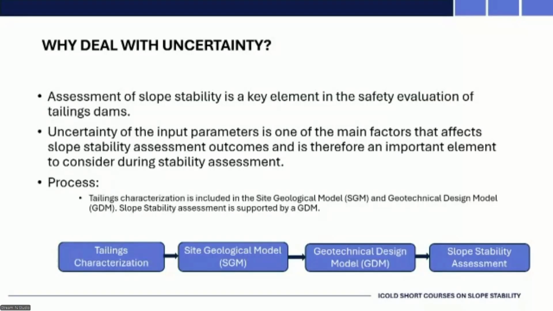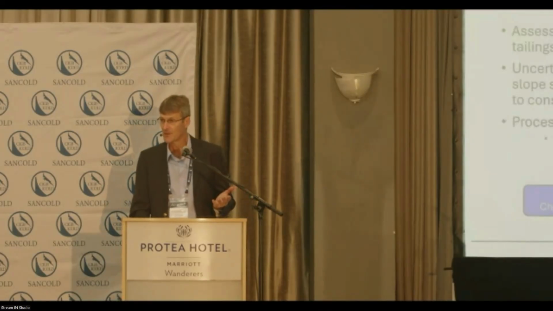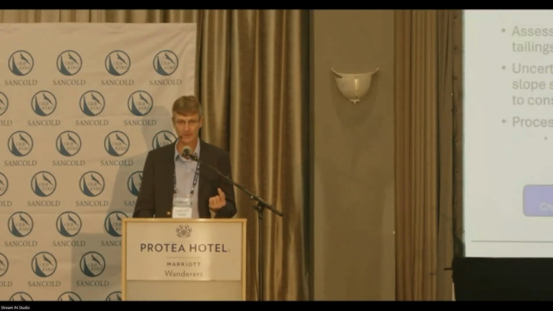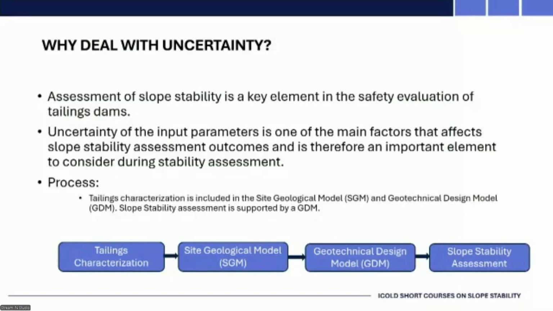And there's uncertainty in terms of the input parameters to our slope stability assessments, and particularly if we haven't done enough tests. Statistically, if we've only got 5 results, that's not going to be sufficient. So how do we make sure we've got enough results and that they're good quality? And there's the process in terms of that diagram at the bottom there. In terms of our tailings characterization, that feeds into the site geotechnical model, the SGM.